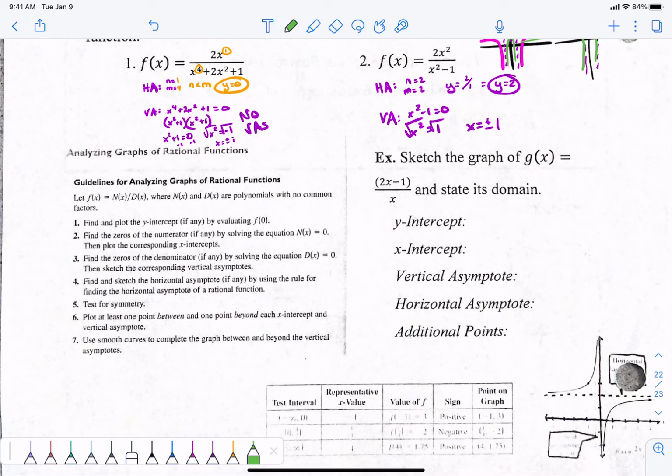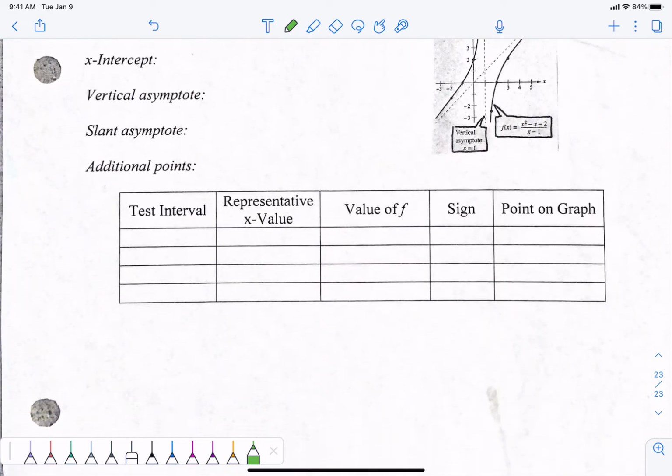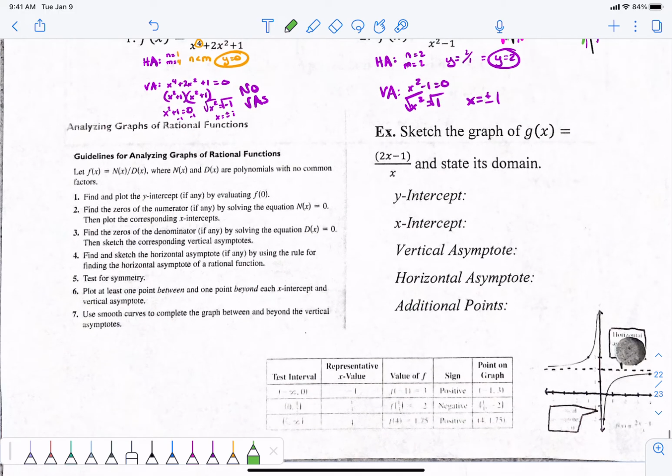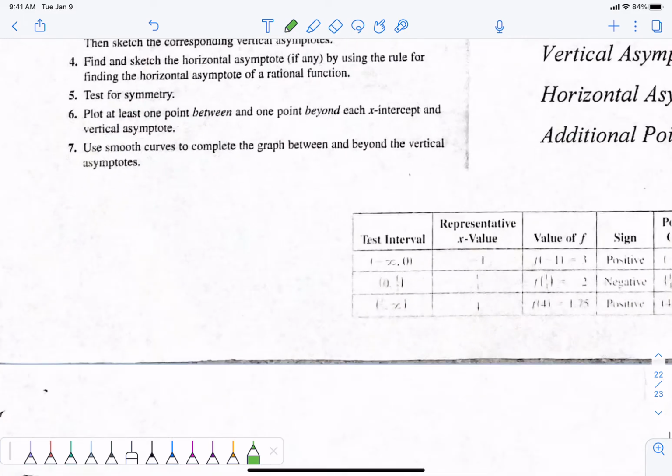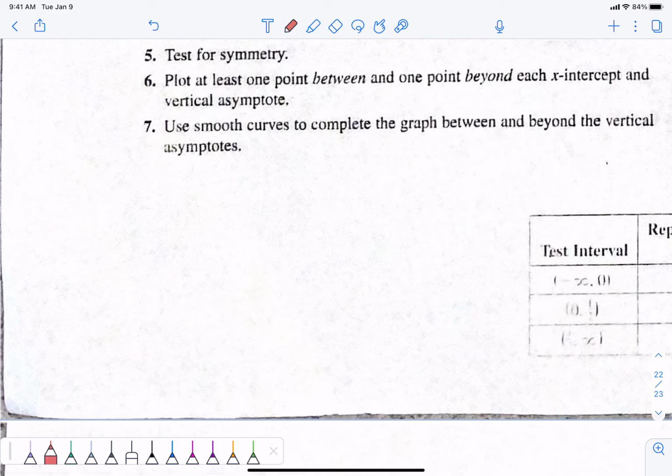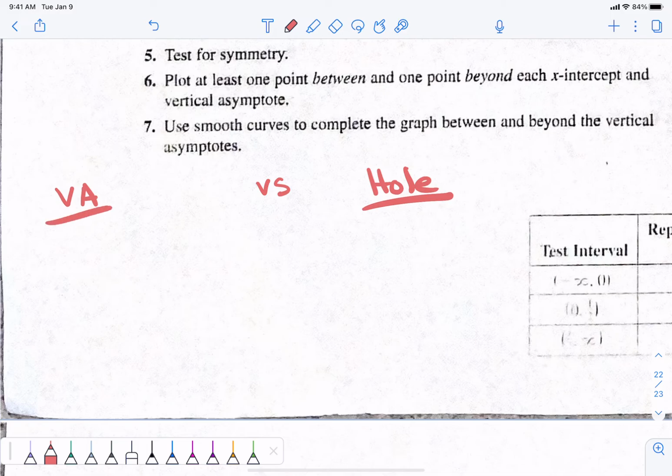Okay. Have we talked about slants and holes yet? Nope, we haven't yet. Okay, sketch the graph of that. Let's talk about holes really fast. Let's talk about a VA versus a hole for just a second, down here in the corner.